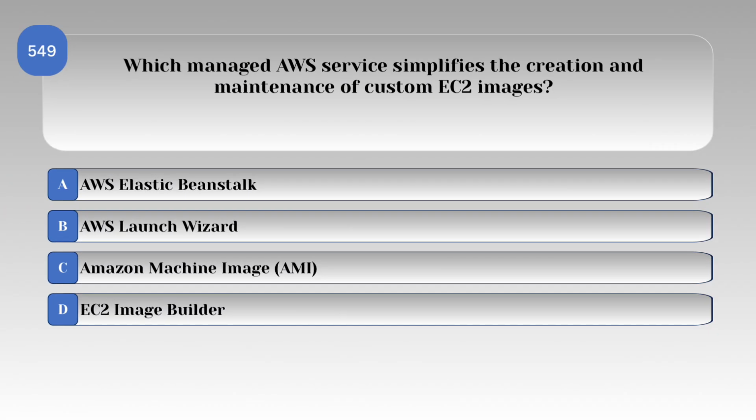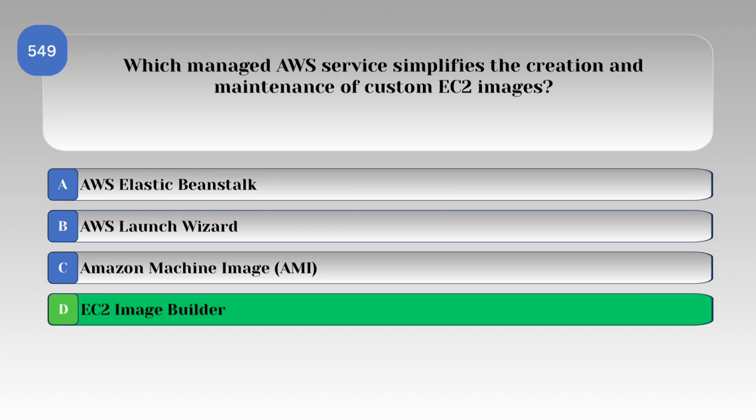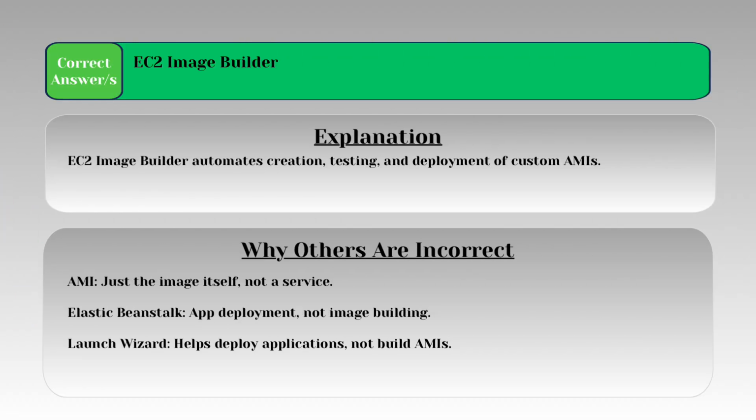Which managed AWS service simplifies the creation and maintenance of custom EC2 images? Correct answer, EC2 Image Builder. Explanation. EC2 Image Builder automates creation, testing, and deployment of custom AMIs. Why others are incorrect? AMI, just the image itself, not a service. Elastic Beanstalk, app deployment, not image building. Launch Wizard, helps deploy applications, not build AMIs.